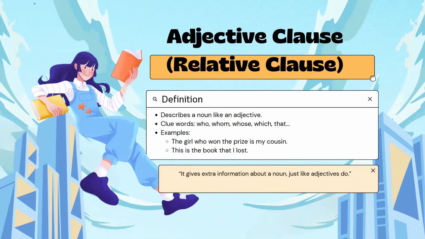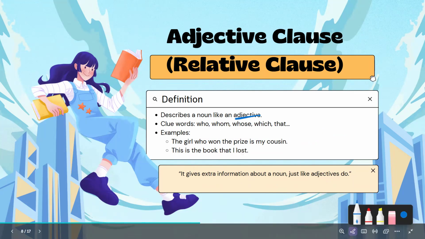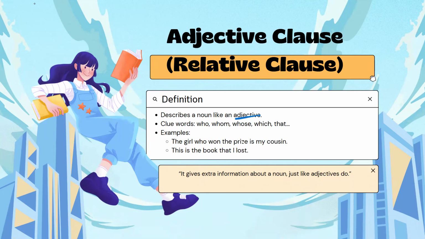Now let's move on to the adjective clause, also known as a relative clause. Basically, an adjective clause or relative clause describes or gives more information about a noun. It acts like an adjective. So it usually begins with which, whom, whose, that. For example, the girl who won the prize is my cousin. Here, who won the prize is the adjective clause.